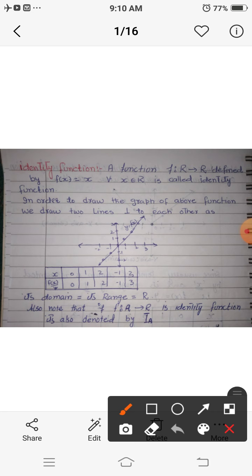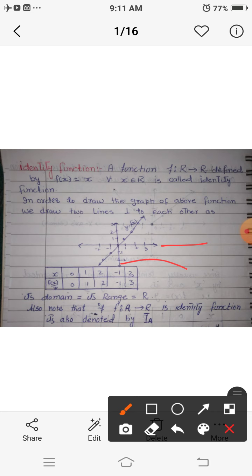Now in order to draw the graph of this function, we have to draw two mutually perpendicular axes. One is the x-axis, the second one is the y-axis. X-axis means the domain line, and y-axis means the codomain line. Now we have to locate the domain points. f of x is defined by x. This means that its domain is the whole set R, because if x is a real number, then x is also a definite number. This means that the domain of this identity function is the whole set R.